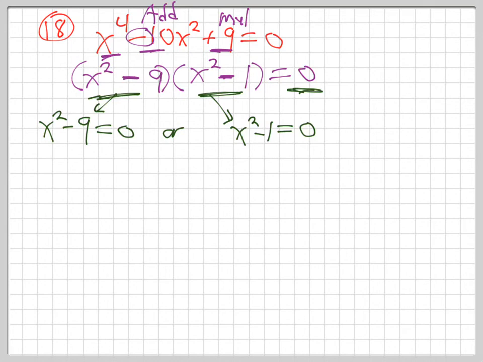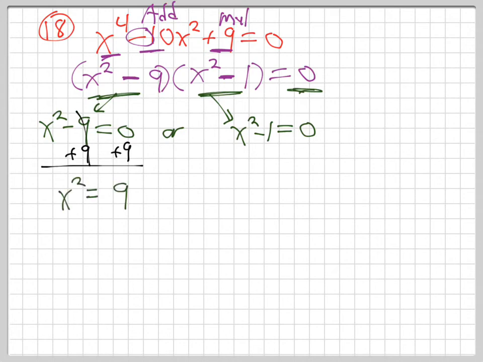Is that good so far? Yeah, now remember what we learned. He wants to be alone, right? Let's just get him alone. Add that 9 to both sides, and we'll get x squared is 9.